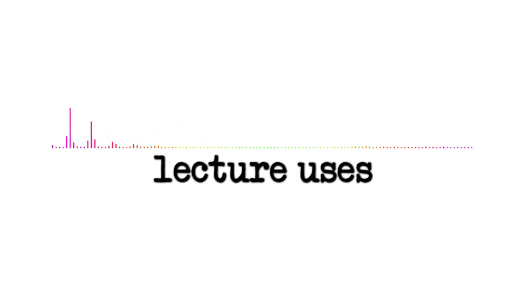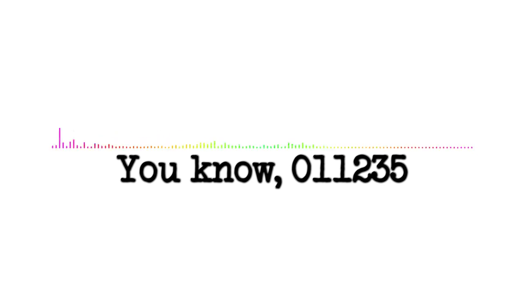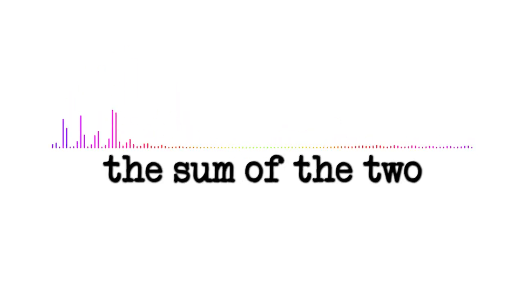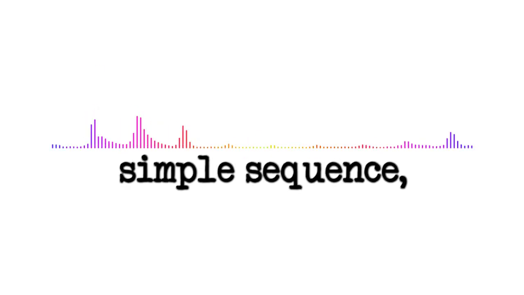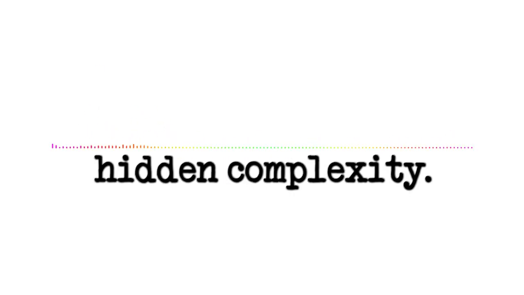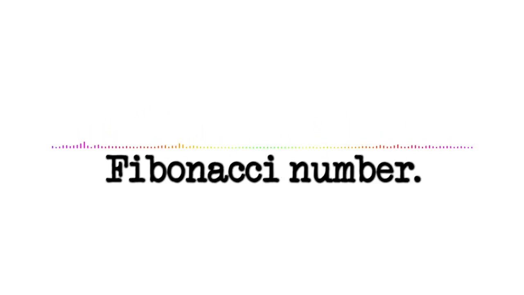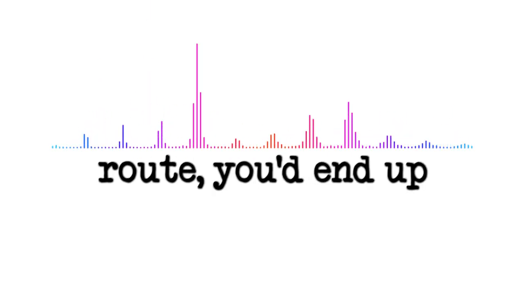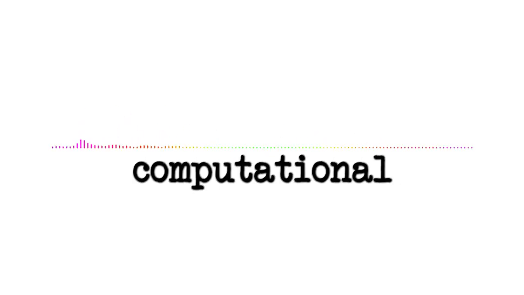Absolutely. So to kick things off, the first lecture uses the Fibonacci sequence as a starting point. 0, 1, 1, 2, 3, 5, where each number is the sum of the two before it. Pretty straightforward, right? But even in this seemingly simple sequence, there's a hidden complexity. Imagine trying to calculate, say, the 100th Fibonacci number. If you go the traditional route, you'd end up repeating tons of calculations. It quickly becomes a computational nightmare.